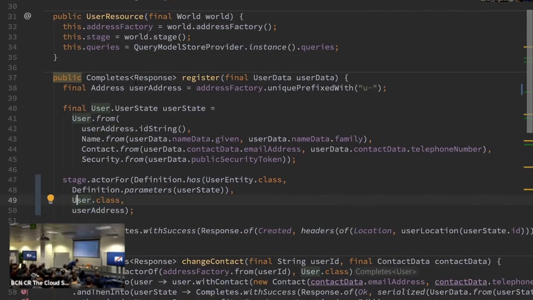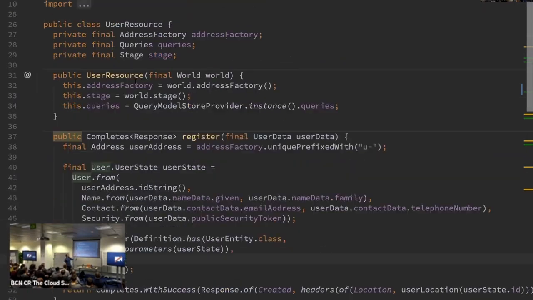It's a way to say we need a user entity, we give some parameters to the constructor mainly, and then we say create it. So done. And what we do is return a response of created. That's it. Mainly it's create the entity, put the actor on the stage, done.